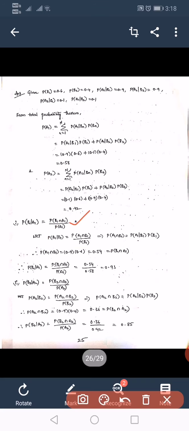Okay, P of B1 given A1 equal to P of B1 intersection A1 by P of A1. Substitute and find out. In the same way we can do the other three also.